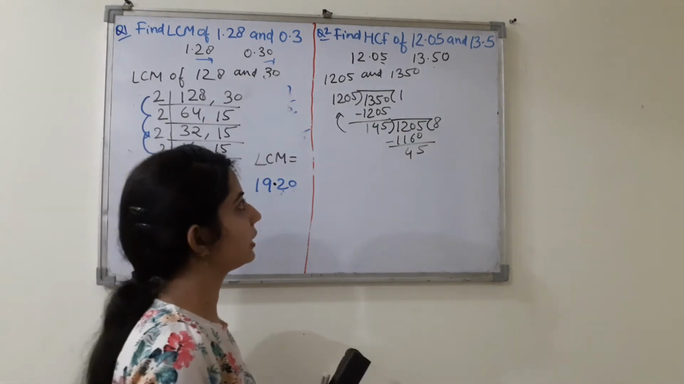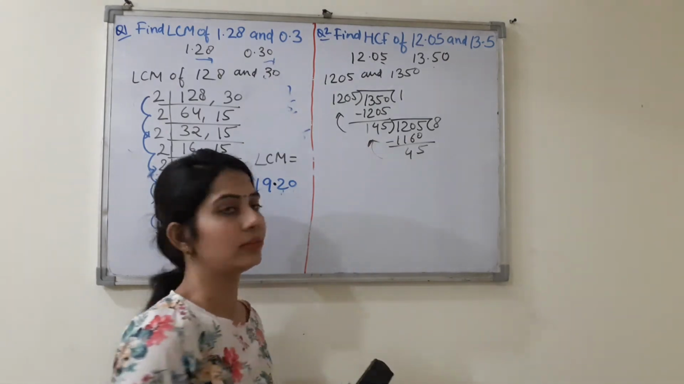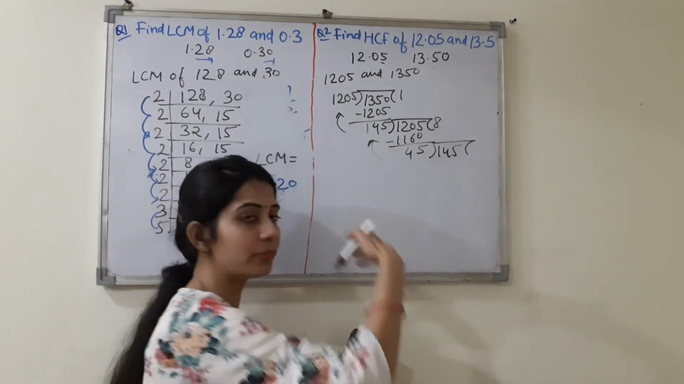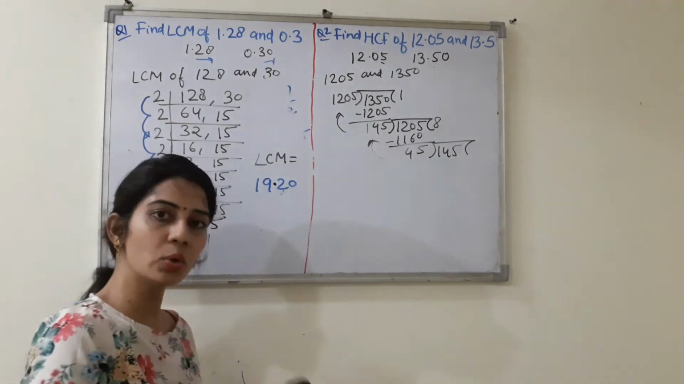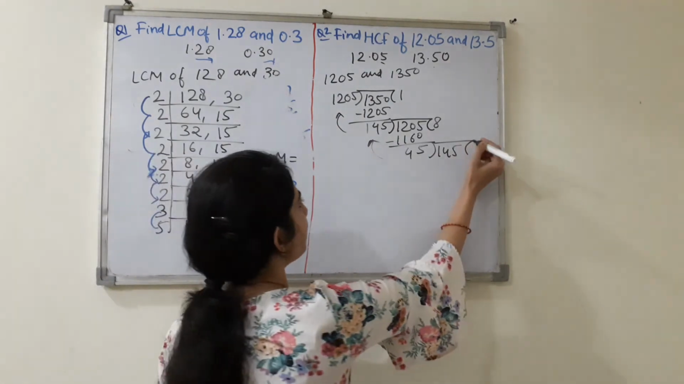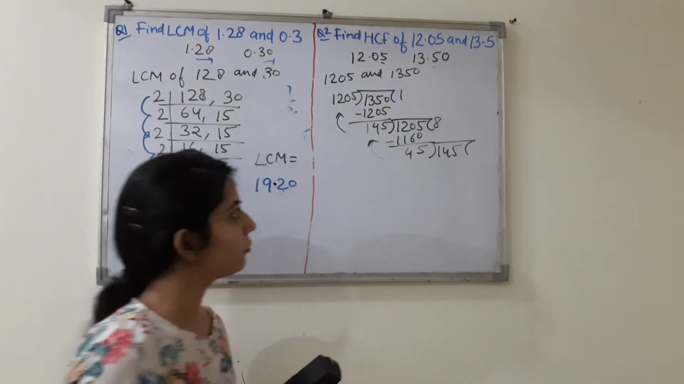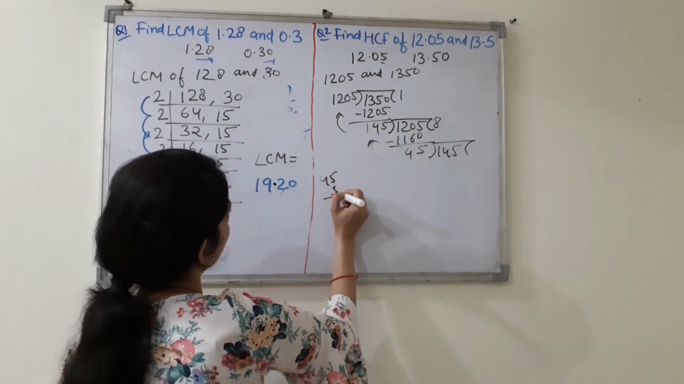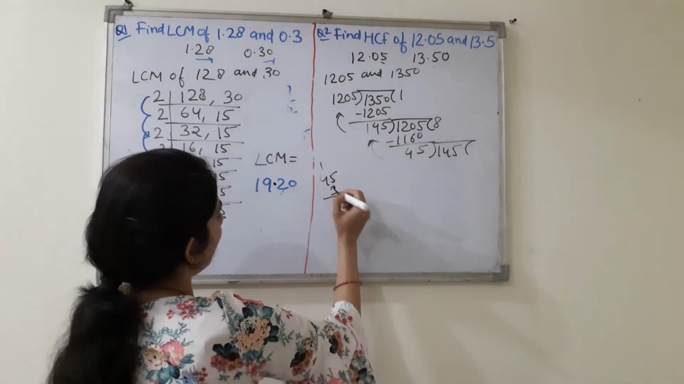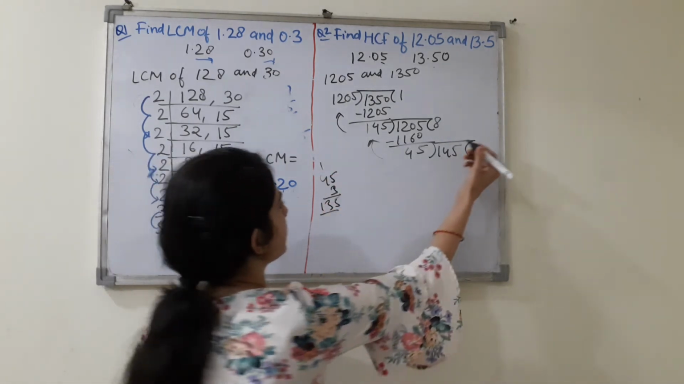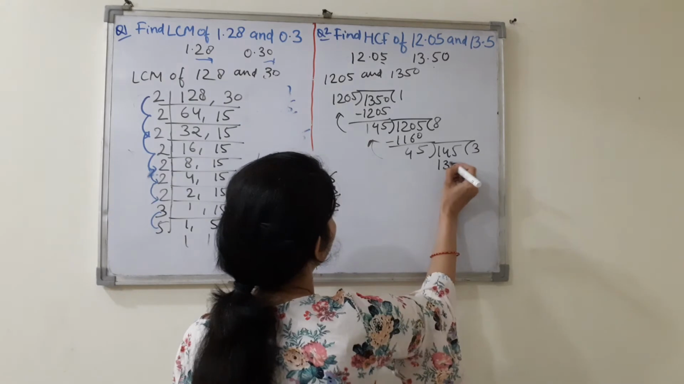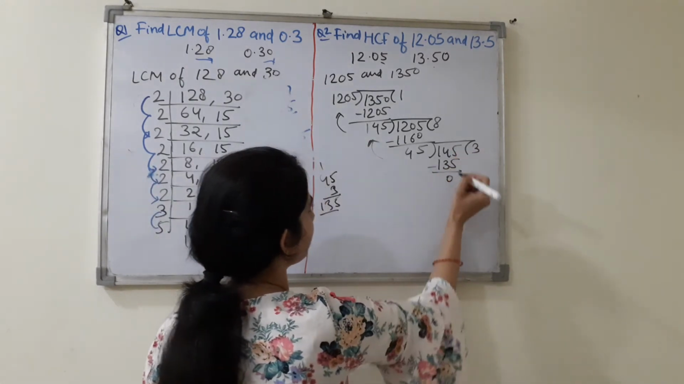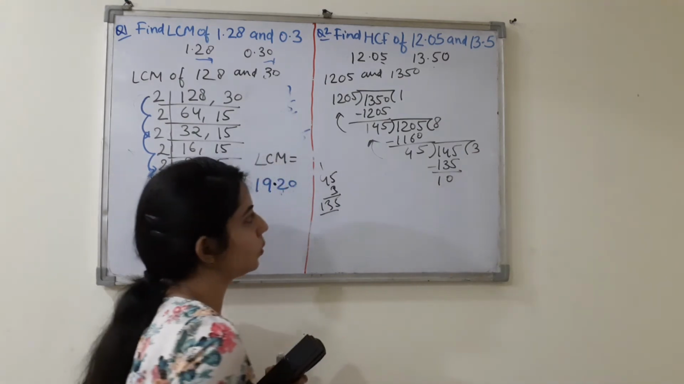So 145 will come. Now we will divide 145 by 45, because our previous divisor will become the new dividend in this case. So how many times will it go? 45, you can do it. It will go 3 times. 5 into 3, 15 and 4 into 3, 12, 13. So it will go 3 times. 135 will come. Then you will subtract again. 5 minus 5, 0. 4 minus 3, 1.